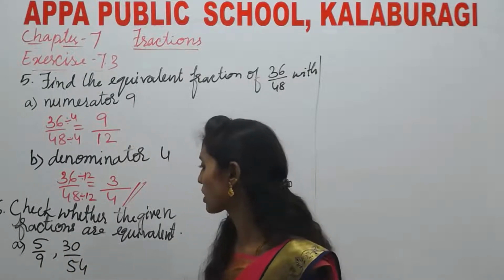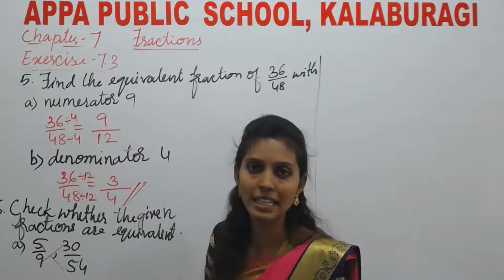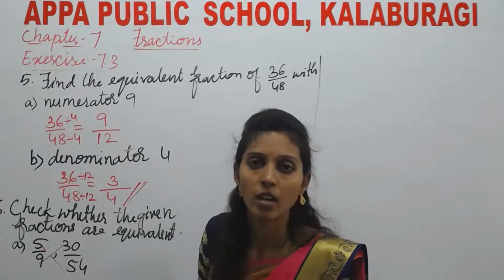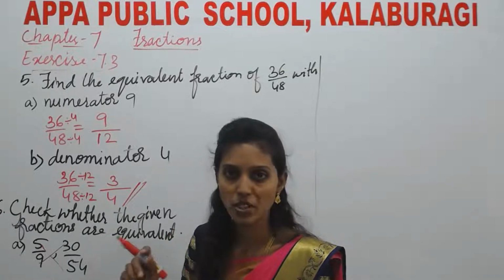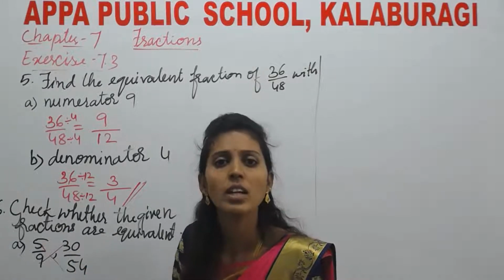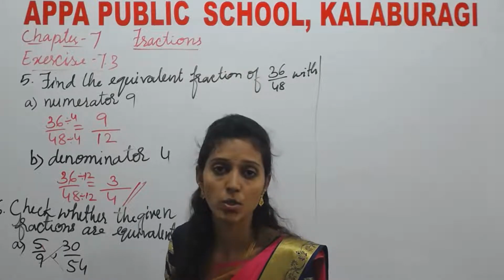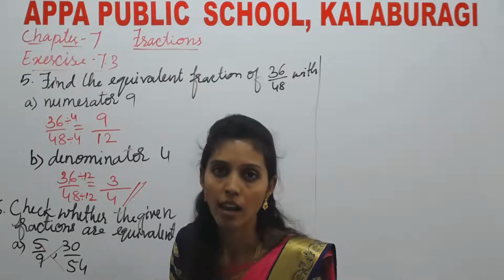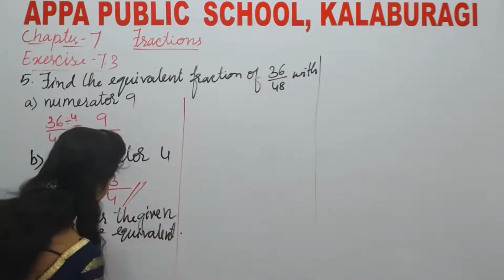Another one, cross multiplication. Cross multiply, and if you get both ends equal, they are equivalent. Another one, simplify the fraction to its simplest form. If you get the same value, then they are equivalent. Whichever method you want, you can use, no issues. I'll explain one method, and you can use the remaining two also, no problem at all.